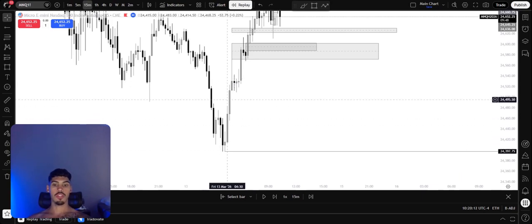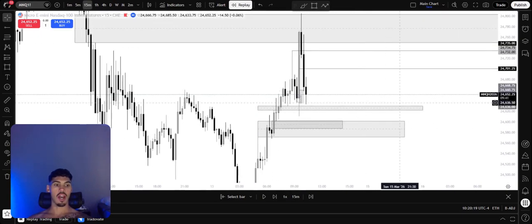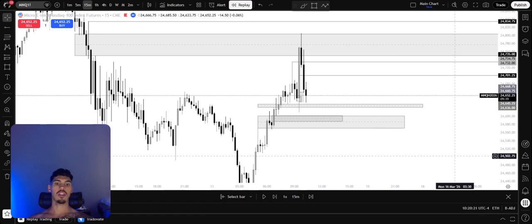Okay, we're displacing to the upside, retracing, displacing higher, retrace, trading higher, retrace, trading higher. Okay, higher highs, higher lows. Simple trend continuation base model is how I do it, with a little bit of discretion as well, right?